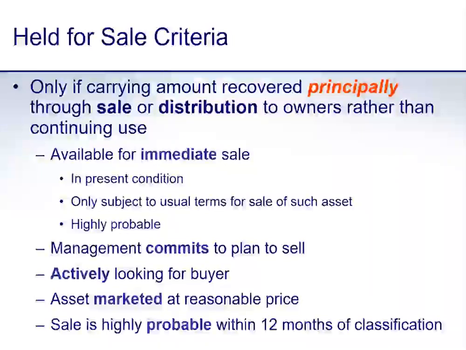The terms of this particular sale, will they be the sort of terms that are normal for that sort of asset, when you look at how everybody else who deals in that sort of asset would normally contract? And is that sale highly probable? Again, is management committed to this plan on selling this asset? Now, how you show commitment, has a decision been made? So if it's a board that needs to take the decision to give the authority to sell an asset, has that authority been given? Has the company started actively looking for a buyer as well?